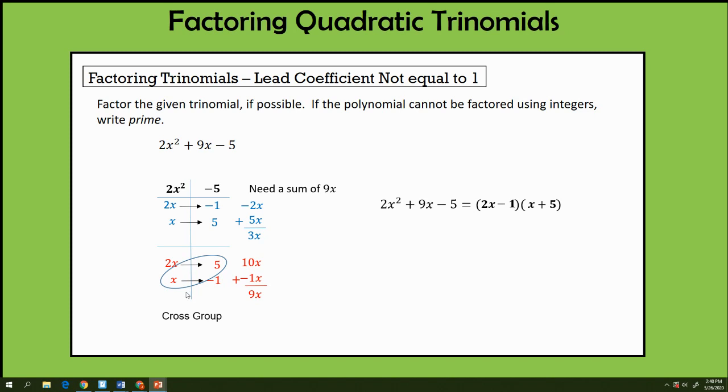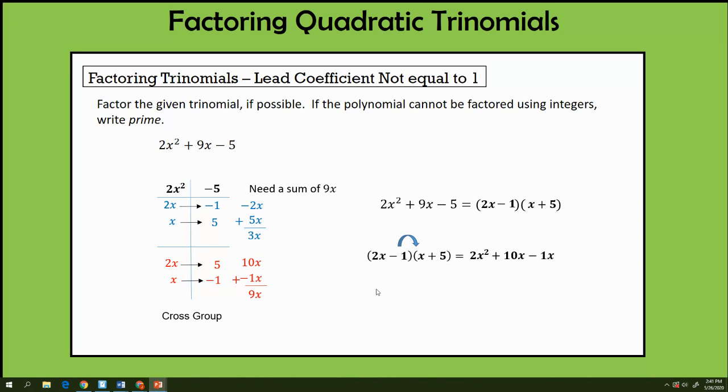The reason we do that is because of the FOIL process. Look at what happens here. If I take 2x minus 1 times x plus 5, 2x times x, 2x squared. Now I'm going to do 2x times 5. That's my 10x. That's that 10x right here, 2x times 5. Now I'm going to go negative 1 times x. That's this one right here.